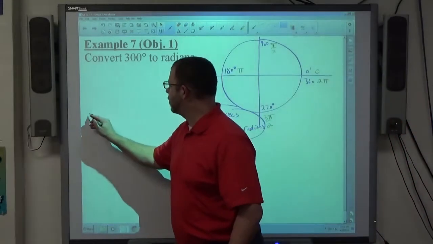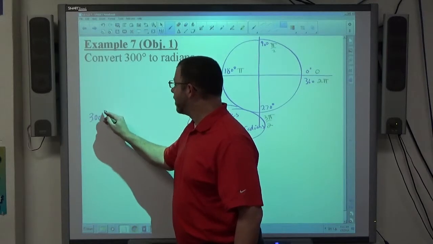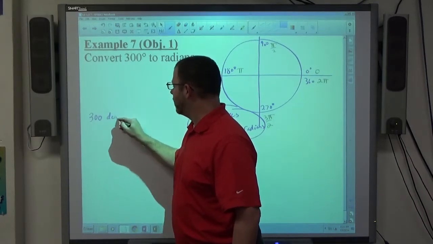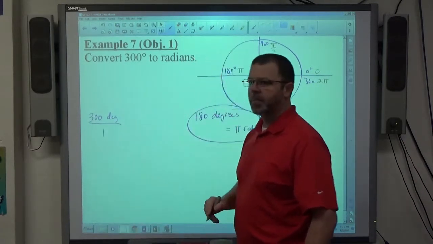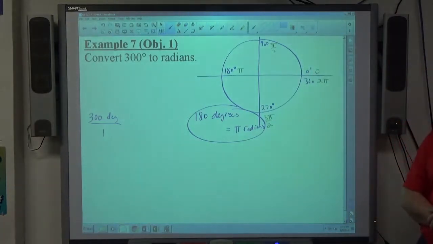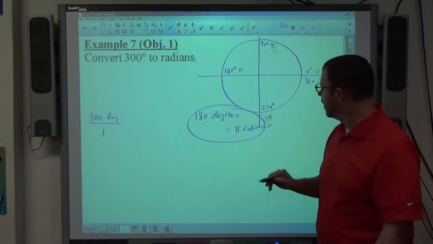I take what I have, which is 300 degrees. Now, I got a degree symbol. I like to write the word degree out, or at least DEG. All right, for the sake of conversion, I like to do this. If I'm just writing 300 degrees, I'll put the little degree symbol. But if I'm converting, I like to do it this way.